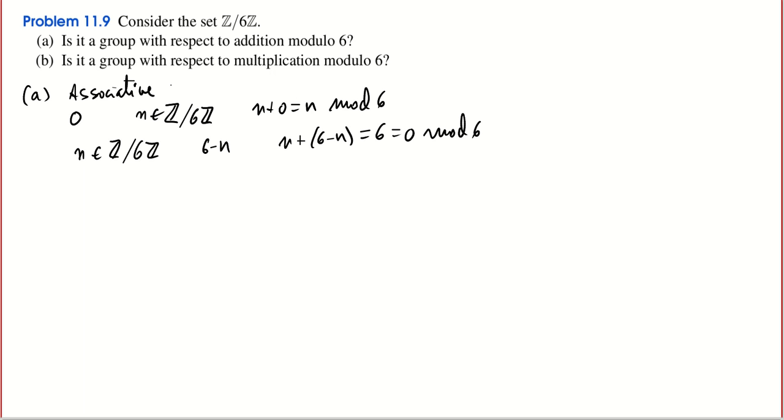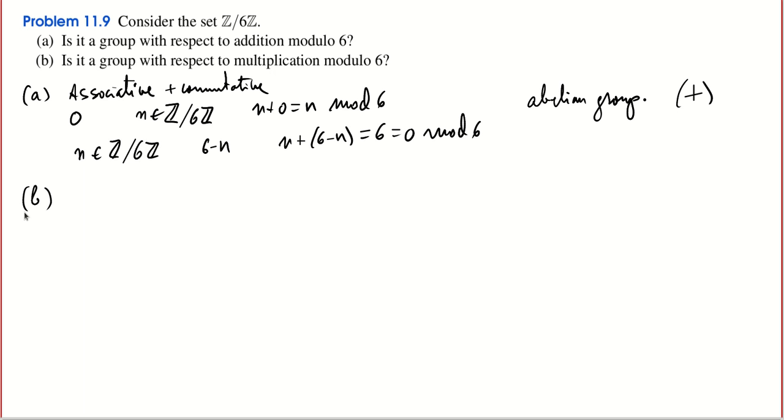So this is associative and commutative, right? It's got a neutral element and an inverse. Every element has an inverse, so therefore this is an abelian group with respect to addition, okay? So we're considering here addition.